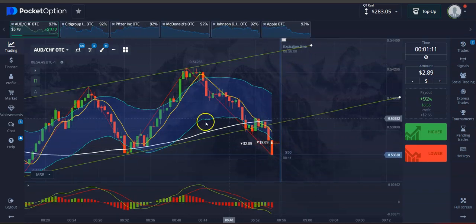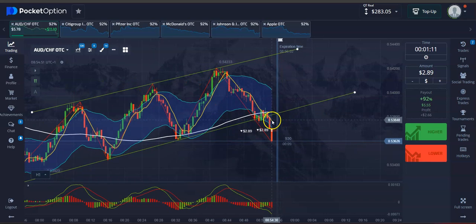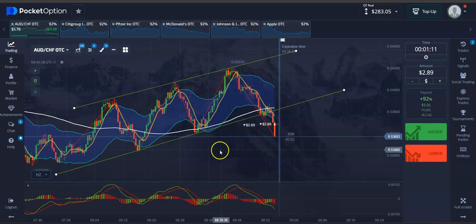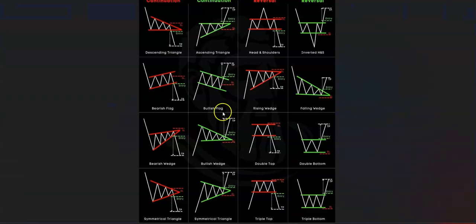Okay, but it fell from the pattern, so I don't really think that it's going to make it back. Okay, I don't see it happen. So seems like this was right. So this is a bearish flag, and boom, boom, boom, and this is a downtrend.